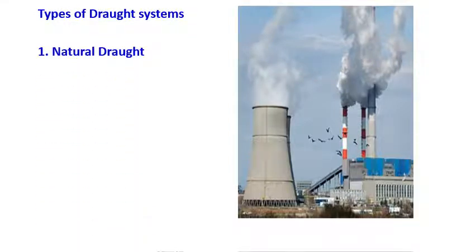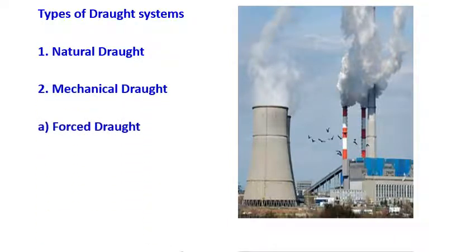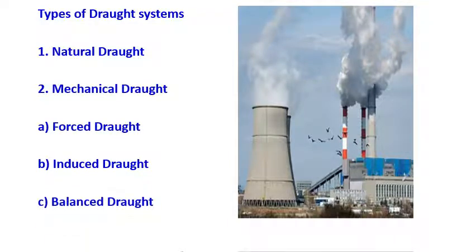The types of draught systems: which are the different draught systems? One is natural draught, the second is mechanical draught, in which we can find forced and induced draught, and the third is balanced draught. Let us understand each one in the coming slides.